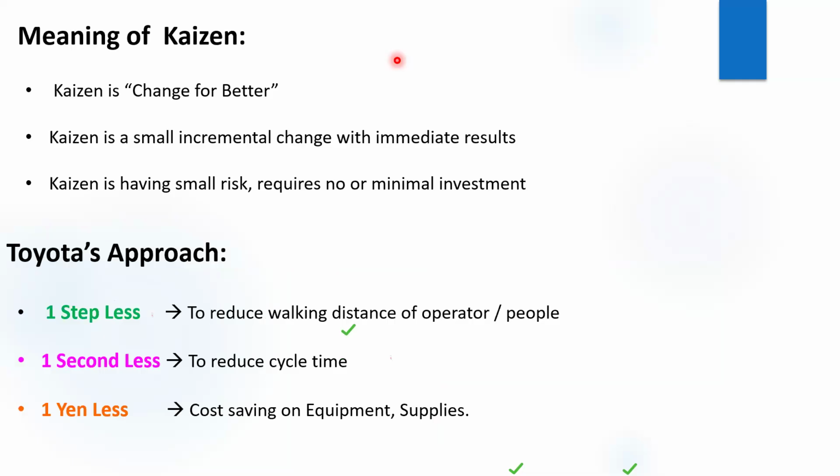I can reduce the walking distance of my operator by 1 step. I can reduce the cycle time by 1 second or 0.5 seconds or 0.25 seconds, but it should not affect quality and safety. I can save 1 rupee without compromising quality. That is also Kaizen. So hope you understand.